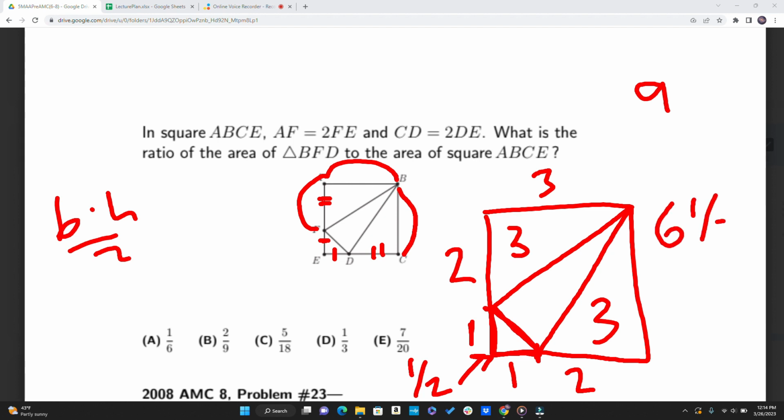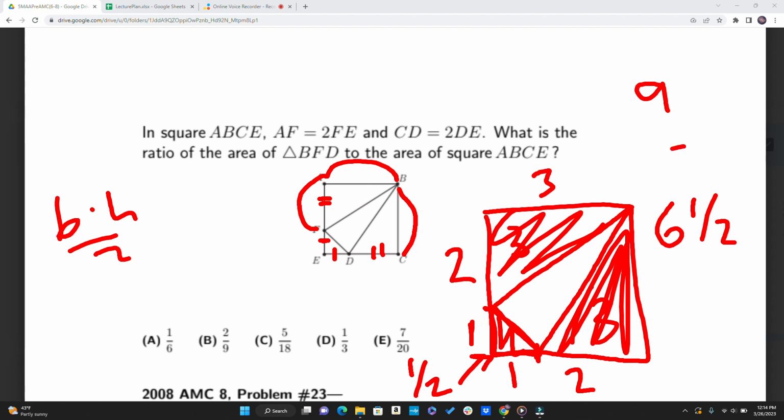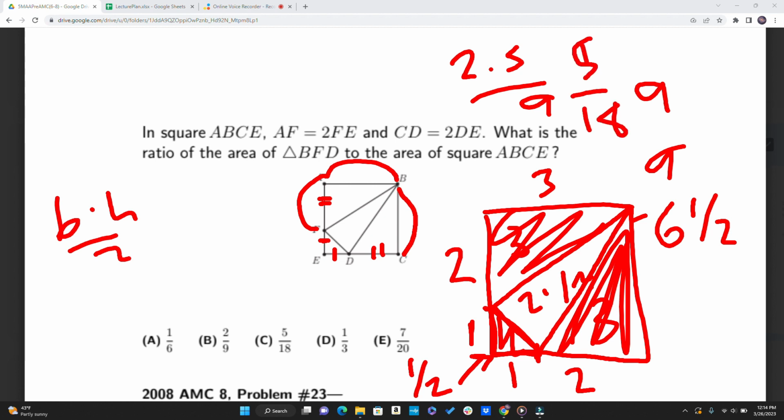Okay, so the area inside the triangle, if that's everything that's outside the triangle, we can find what's inside the triangle by doing 9 minus 6.5. That's 2.5. So our ratio of BFD to ABCE is 2.5 to 9. Our ratio needs to be in whole numbers, so we'll multiply by 2, right? 2.5 times 2 will be 5 to 18 is our ratio. Answer choice C.